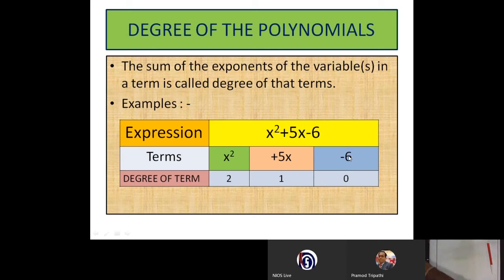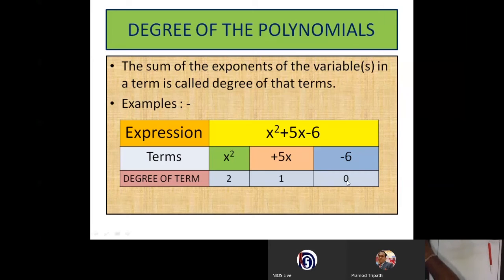How can you find the degree of the terms? X square plus 5x minus 6. First term is x square, exponent is 2, so the degree is 2. In the case of the second term 5x, x is raised to the power 1, so the degree is 1. So if the exponent is 1, the degree is 1. On the minus 6, x raised to the power 0, so the degree is 0 here.